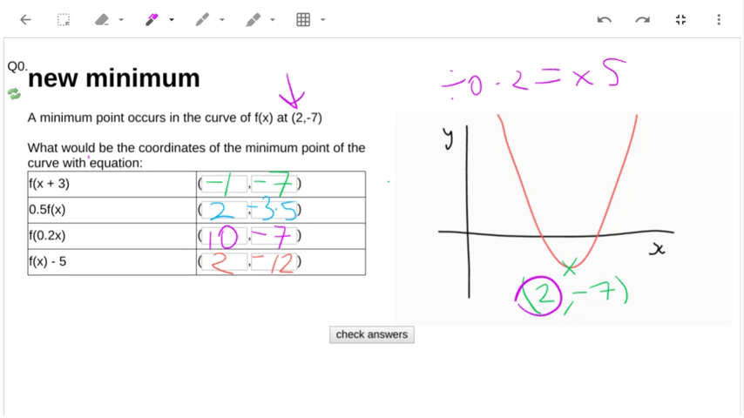And the output we get from putting in that 2 is always minus 7. And in some cases, it's then affected by something else, 0.5 times minus 7 in the first case, and minus 7 minus 5 in the second case.